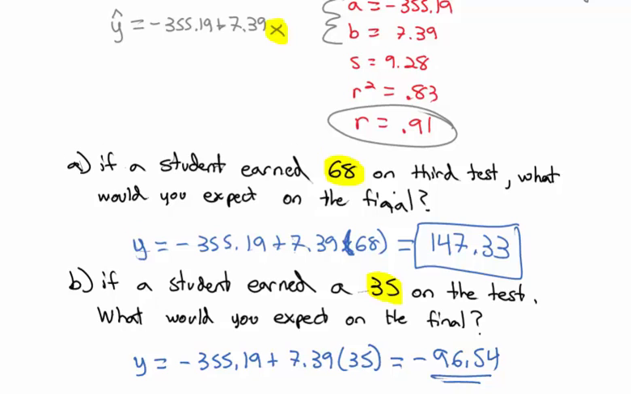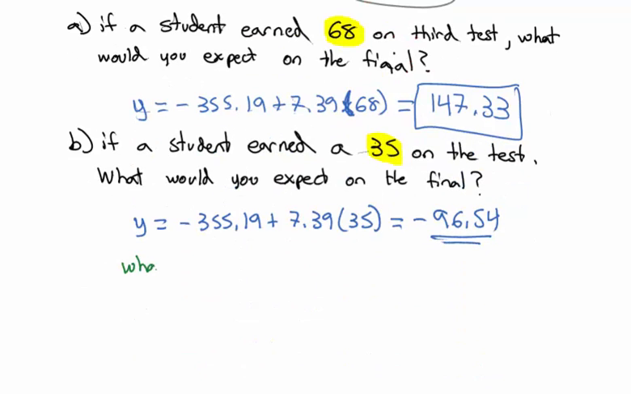What happened here? Is that reasonable? Is it reasonable that somebody's going to score a negative 96 on their test? What's going on here?